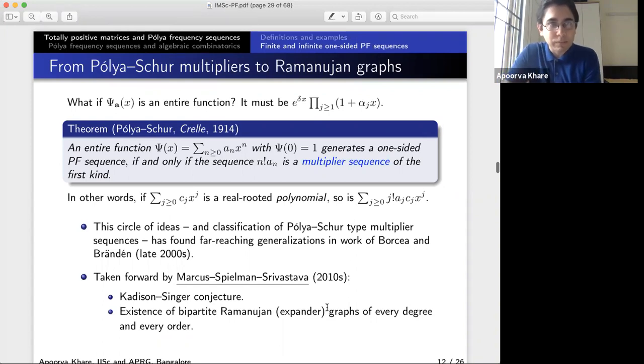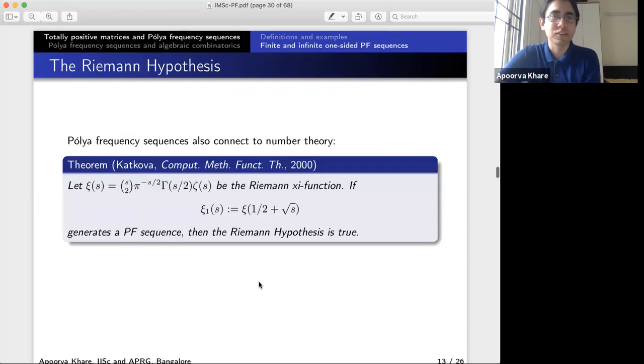Oh, so that is maybe the end of this part of the talk. No, not yet. Okay, so there is one more connection from Polya frequency sequences. Why were people interested in these Polya frequency functions and sequences? Well, for example, there are other analogs for Polya frequency functions, but here is the one for sequences. So this was somehow observed as late as 2000. Consider the Riemann xi function. If you define psi 1 to be this one, and the Taylor coefficients of these generate a one-sided Polya frequency sequence, then you have proved the Riemann hypothesis. And conversely, this is all if and only if.